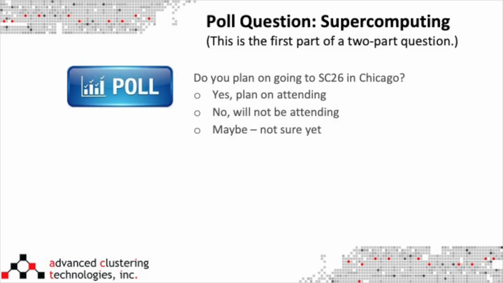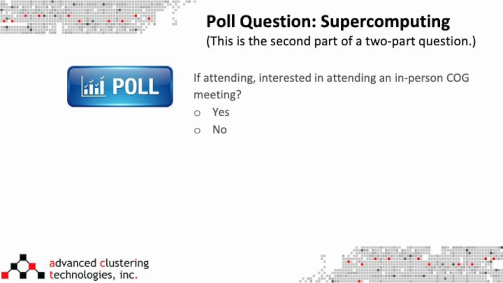supercomputing. So supercomputing is in Chicago during the week before Thanksgiving. We'll be there exhibiting again. So we're considering putting an in-person event like this on, and we're wondering if there's any demand for that.